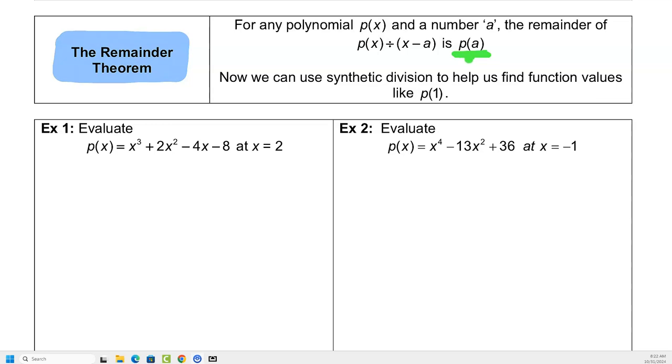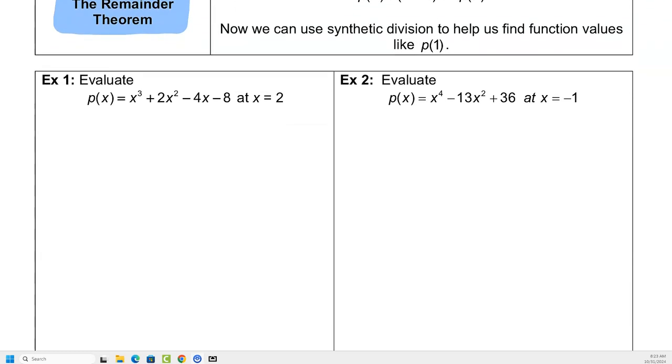Now, you might be going, okay, that's great, lots of mathematical words there. I need a second to digest that. Let's use this. It says now we can use synthetic division to help us find values like p of 1. And this is ultimately what we're looking at. Since dividing p of x by x minus a is the same as finding p of a, then you can use synthetic division, and whatever the remainder is, is the same value. So let's take a look here.